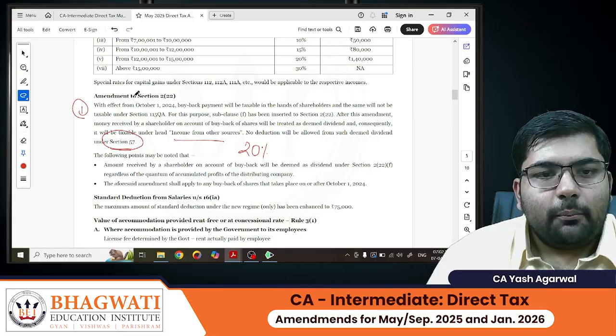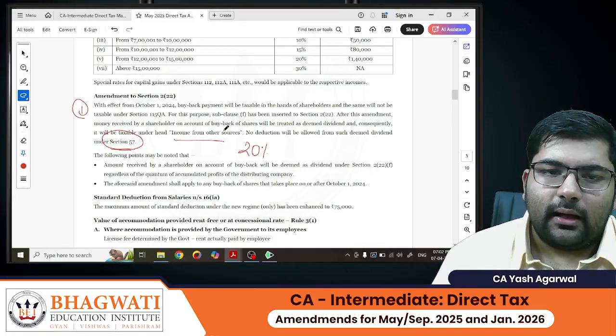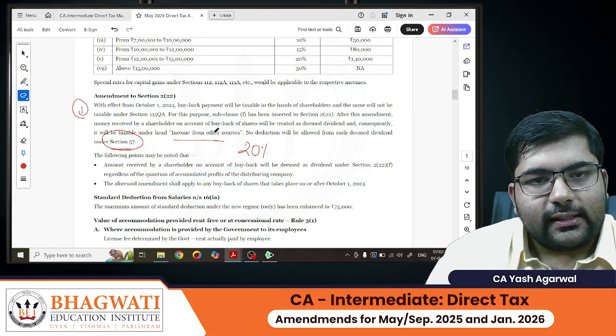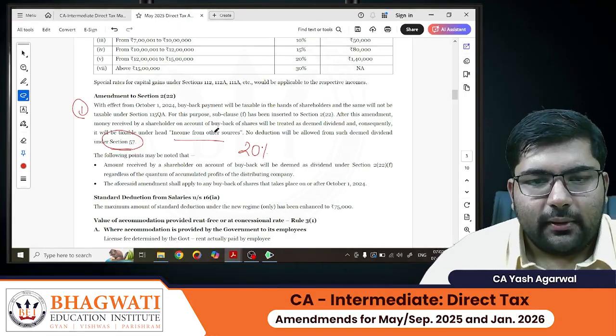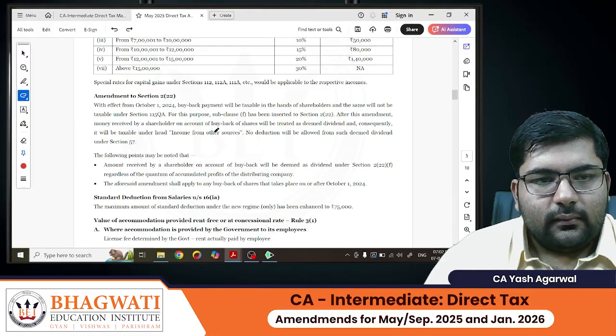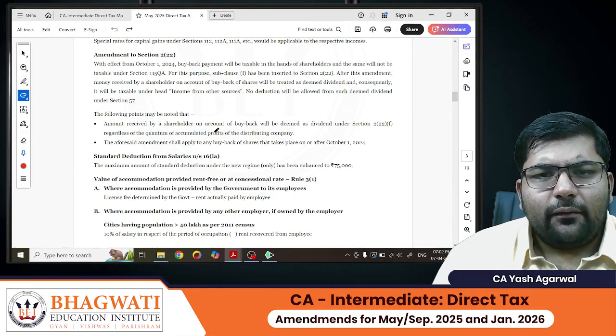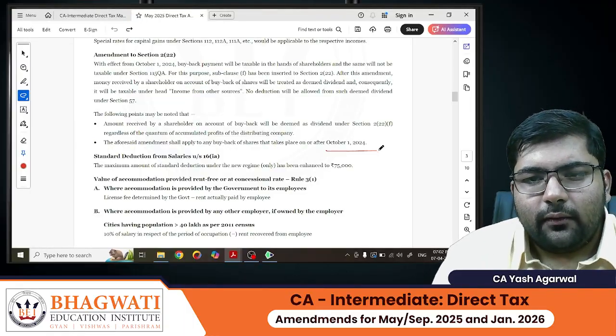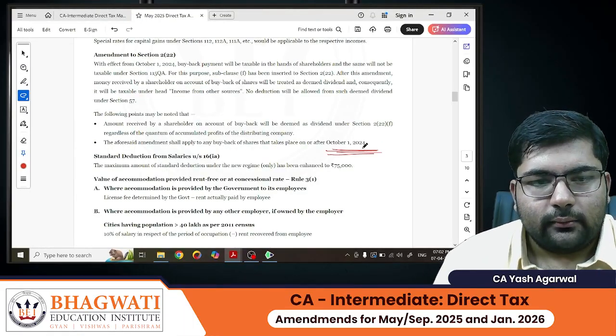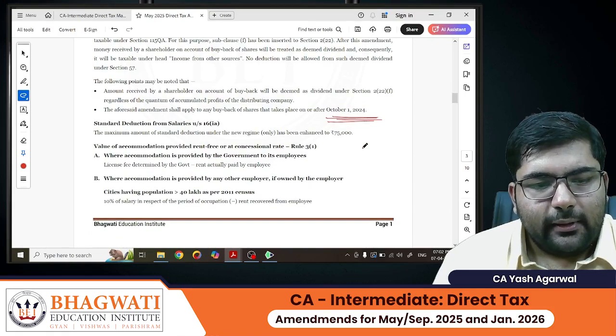But in the case of buyback of shares, no such deduction will be allowed. Whatever is the gross amount the assessee is receiving on account of the buyback will become dividend and taxed as income from other sources. These provisions are applicable for any buyback that takes place on or after the 1st of October 2024. That was the second amendment.